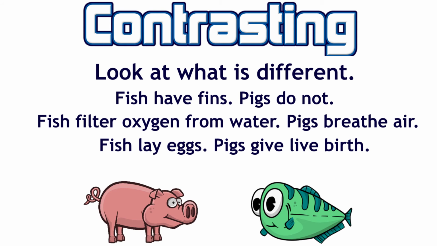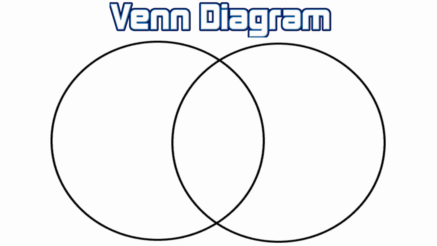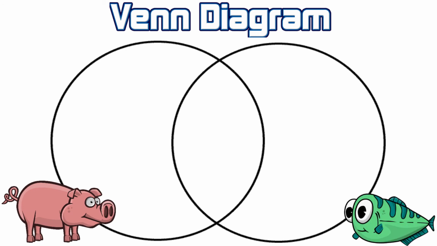A common way to organize similarities and differences is to use something called a Venn diagram. A Venn diagram is a way to organize your information. Each circle in the diagram represents one of the two things that you are comparing and contrasting.